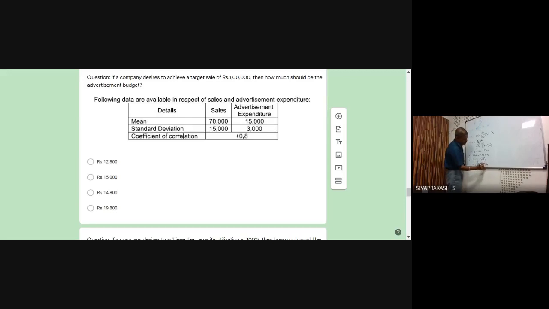This is the advertisement expenditure. So the advertisement expenditure must be rupees 19.8 thousands, because we took everything in thousands. So that comes to 19,800. Are there options? Yes, we have.